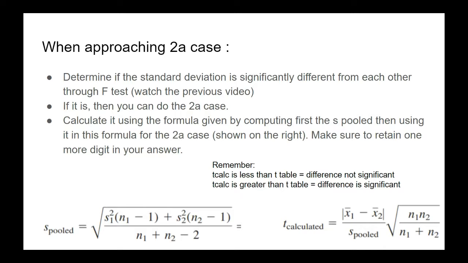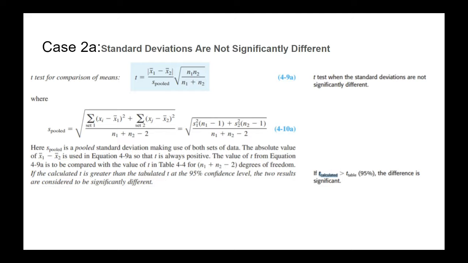That's what F-test is. And there's a rule there, once again, that you need to know, and that will tell you whether it is significantly different or not. And if it's not significantly different from each other, then you can do this case. So we're going to calculate it using the formula given by first computing the S pooled, which I already explained, then using it in this formula right here, okay?